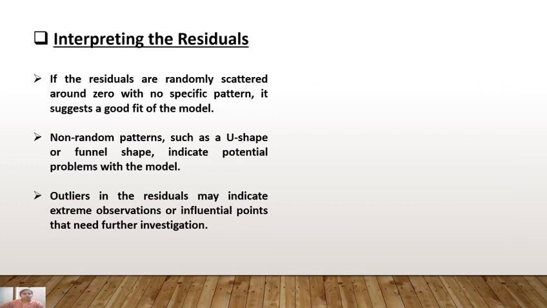Interpreting the residuals. If the residuals are randomly scattered around zero with no specific pattern, it suggests a good fit of the model. A non-random pattern such as a U-shape or a funnel shape indicates a potential problem with the model. Outliers in the residuals may indicate extreme observations or influential points that need further investigation.